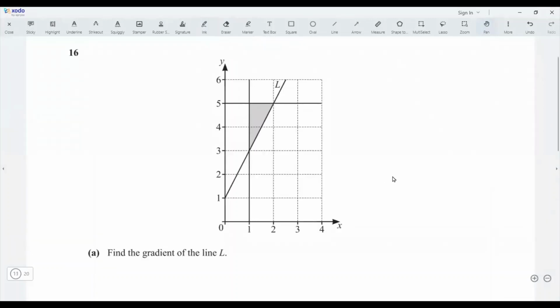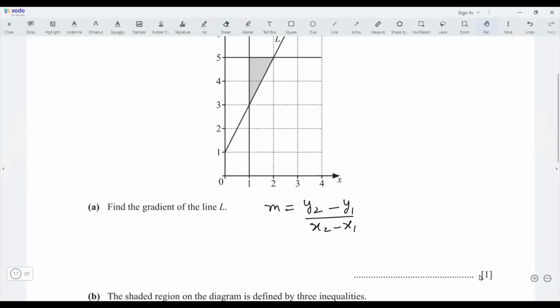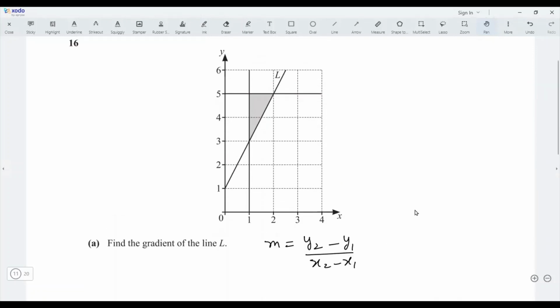So the next question is about the gradient of a line. For the gradient of a line, the formula is m equals y2 minus y1 over x2 minus x1. Look at the marks for this question. You can see it is 1 mark. So if you have done it mentally, that will be fine. No need for any kind of working for it. I'm just doing it for you so that you can understand it quite easily.